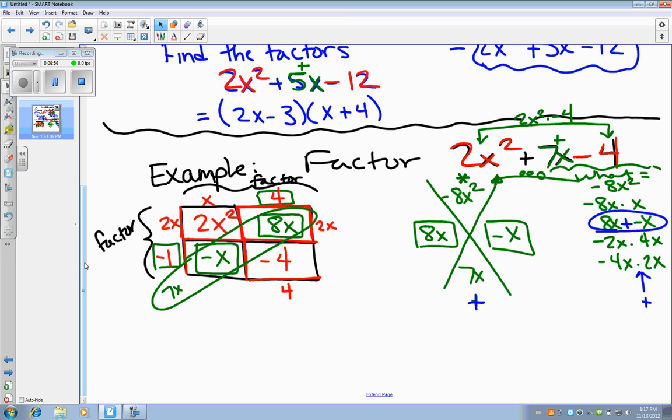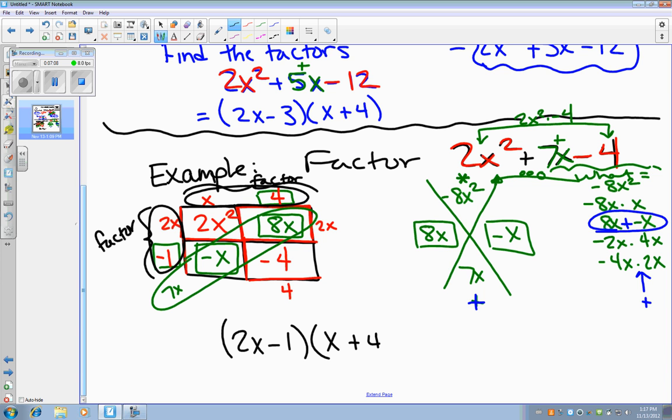So I'm going to go ahead and write the factors now because I know them. One factor is 2x minus 1. The other factor is x plus 4. So I'm saying that 2x minus 1 times x plus 4 is what's going to give me the 2x squared plus 7x minus 4 that I started with.